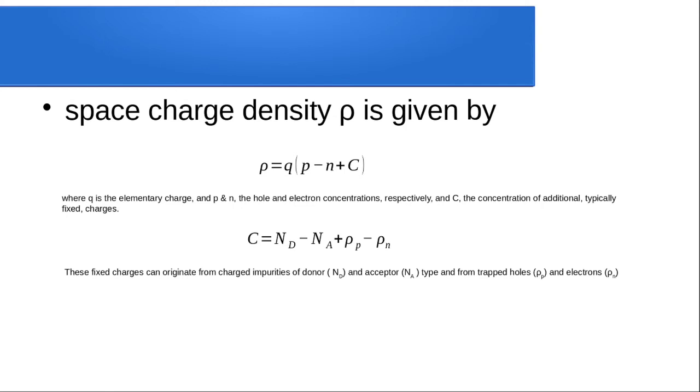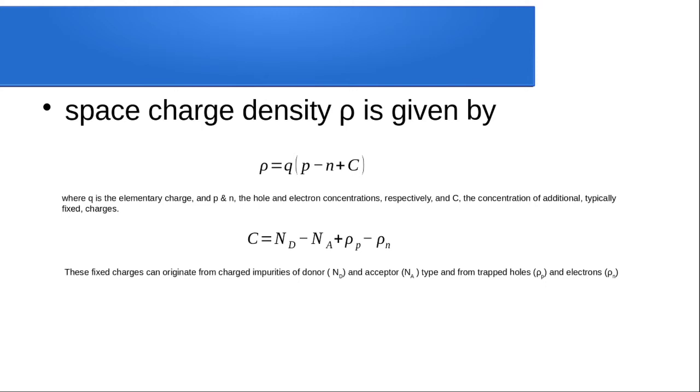Now, what is this rho? The space charge density. It is a combination of whatever carriers or charges that contribute to the charge density, which includes the hole concentration P, the electron concentration N, and also C, the concentration of additional charges, typically fixed charges, that we had discussed earlier, but it was not written down as such.